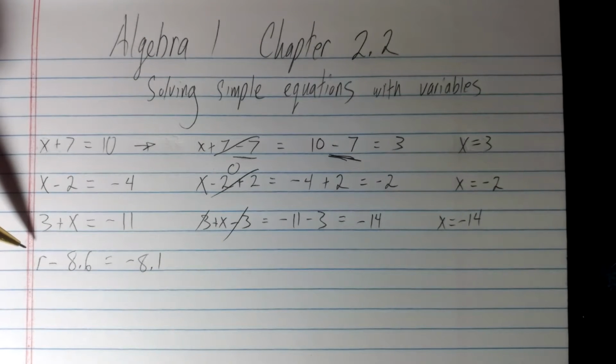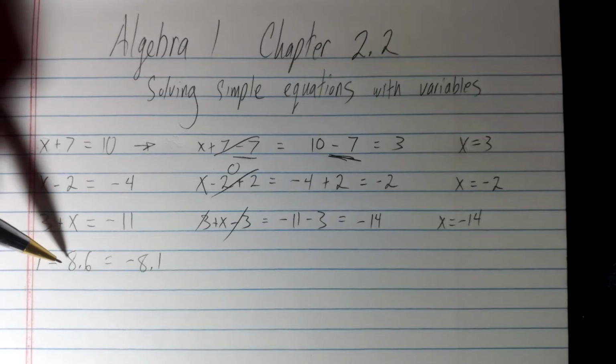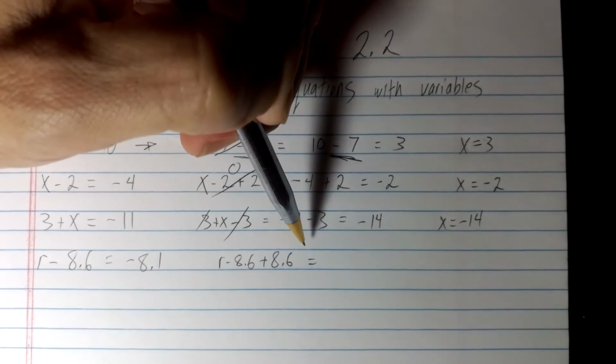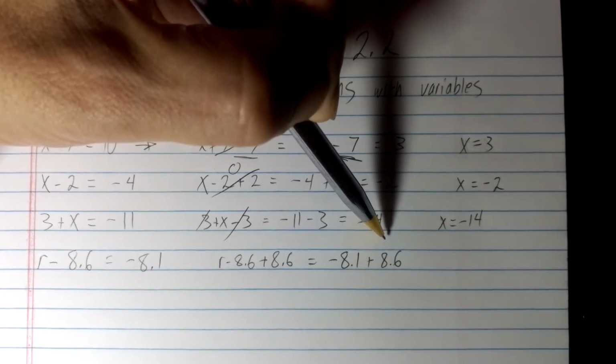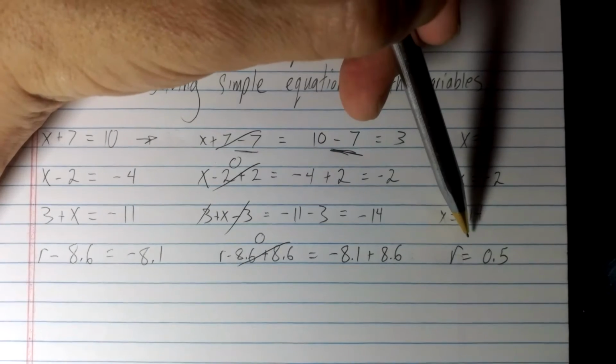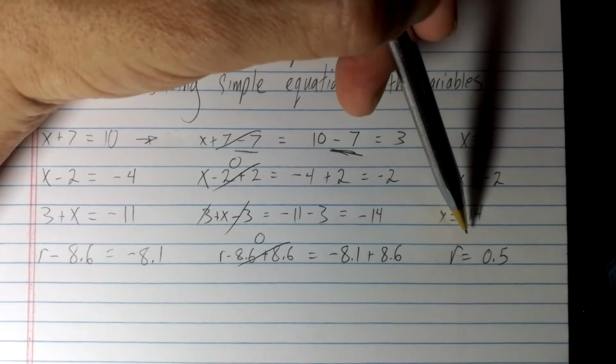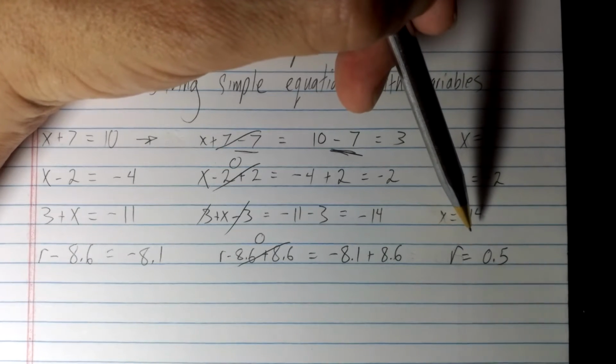Here we're dealing with decimal problems, but don't let the decimals throw you off. We have a negative 8.6 that I need to get rid of, so I just need to add that. Again, I added 8.6 to both sides. And when I do my math correctly, r equals 0.5.